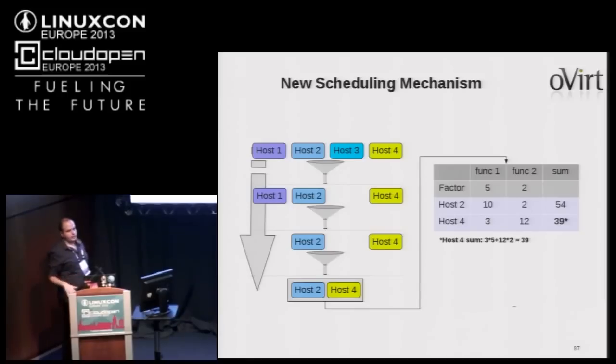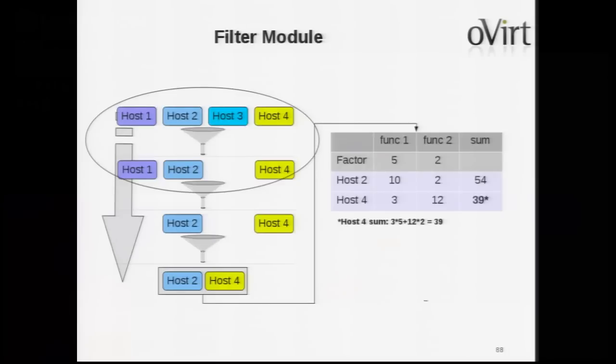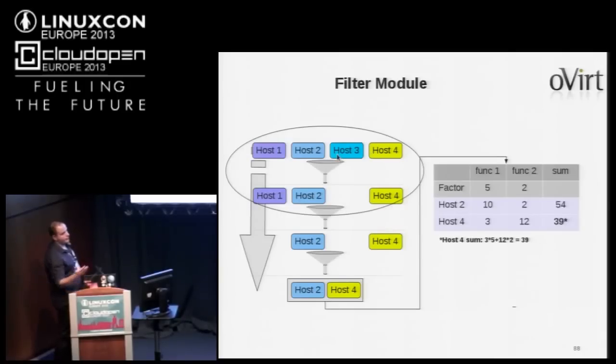So the new scheduling mechanism, again introduced in oVirt 3.3, gives you a way to do that through several mechanisms. One of them is a filter module. Filter module basically, as you see in the slide, allows you to filter out hosts that you don't want the VM to run on, for one reason or another.